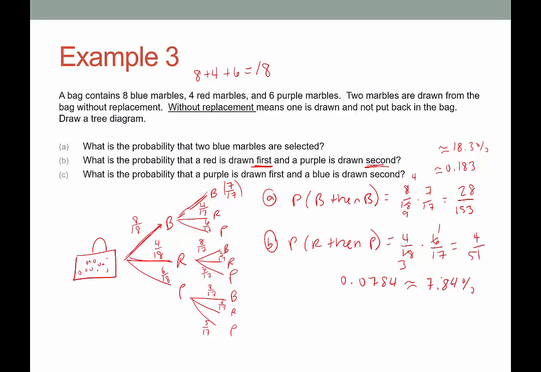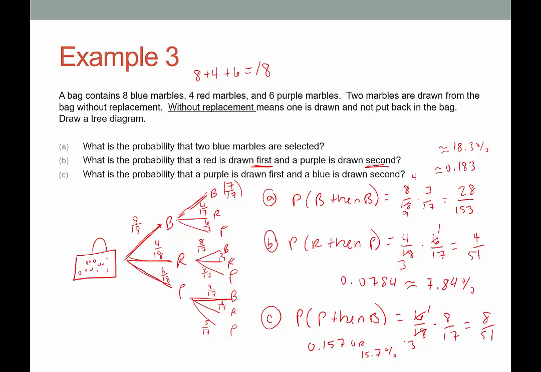So much less likely that you're going to draw a red then a purple than a blue then a blue. And lastly, what is the probability that a purple is drawn first and a blue is drawn second? So we want the probability of purple, then blue. So we'd be going down here. The probability the first one's purple is 6 out of 18. Then we go across times 8 out of 17. So this would be 1 and this would be 3. And we end up with 8 out of 51. So twice as likely as red then purple. And if we convert this to a decimal, we would get 0.157 or 15.7%.